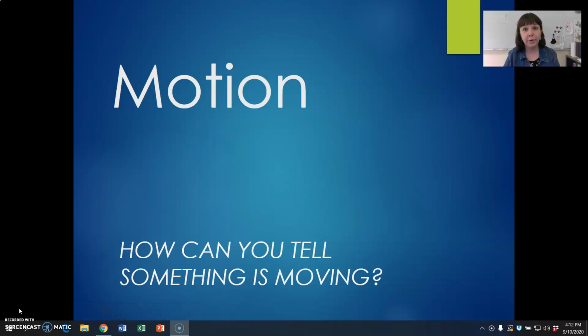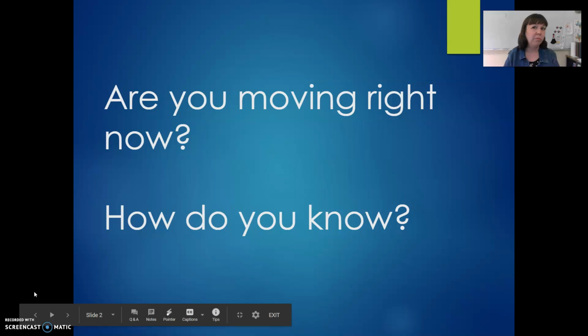We are starting our unit on kinematics, which is the study of motion and how things move. So I want to start with a question. How can you tell that something is moving? Are you moving right now? How do you know if you are or not?